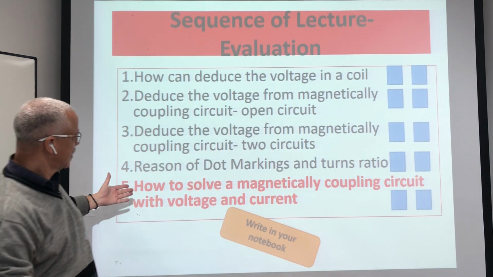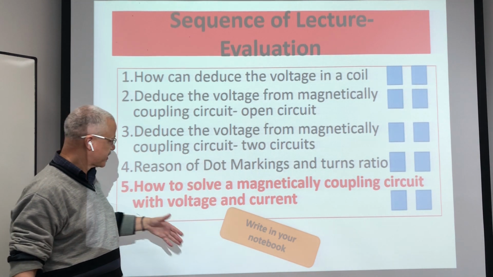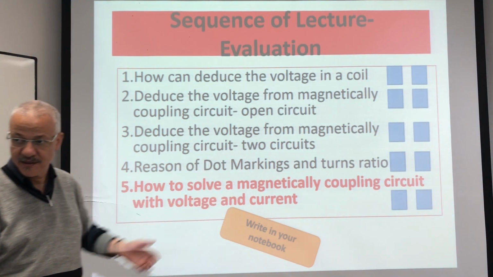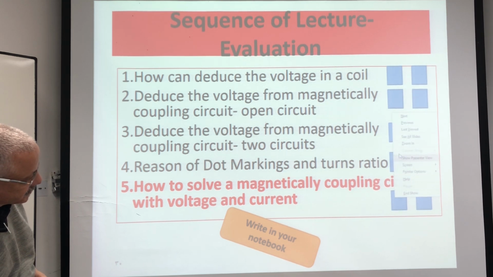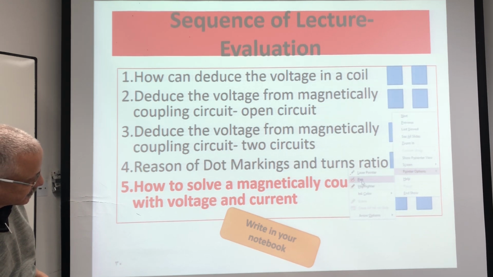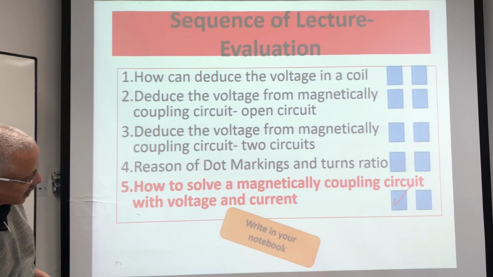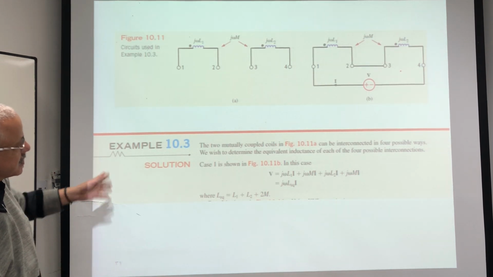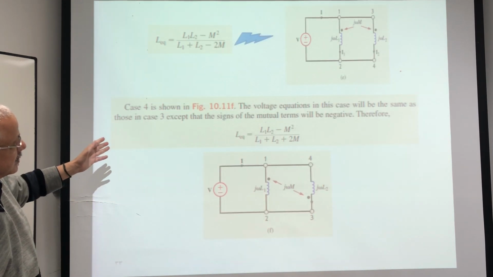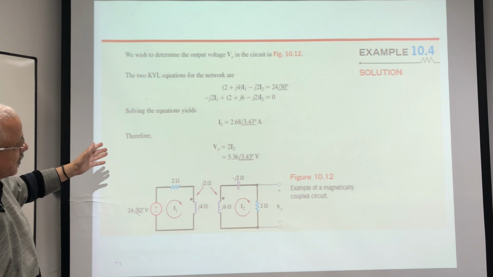So now, how about the magnetically coupled circuit? Have you understood this one? Yes. So it's okay. So this is the last one. So now check this one. You can move to another example. It is very important. This is very straightforward. No problem.